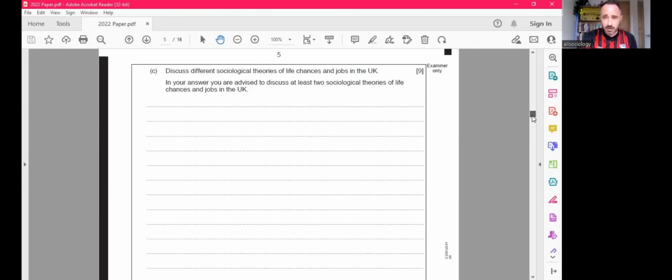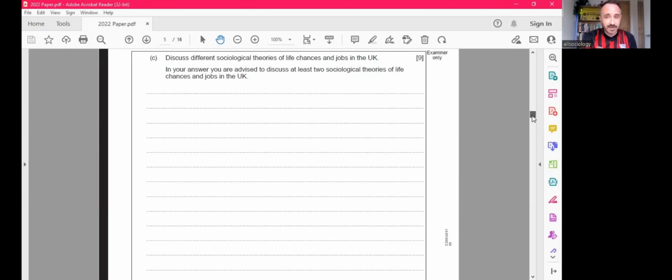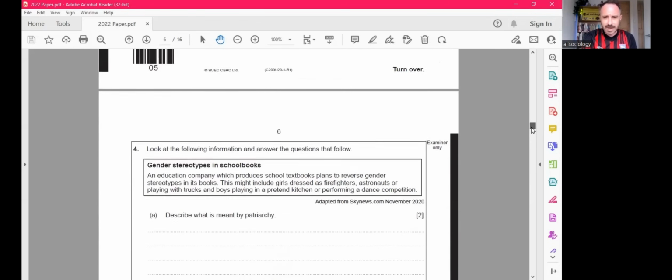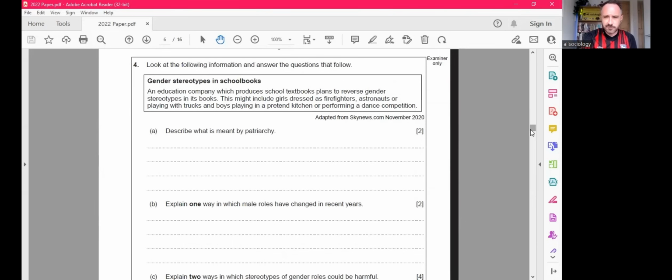Remember, you need 2 paragraphs and you need to evaluate within that to get anywhere close to 9 out of 9 on that. Now that's question 3 done, basically. So we're now on to question 4. And question 4, again, is on the topic of stratification and differentiation.